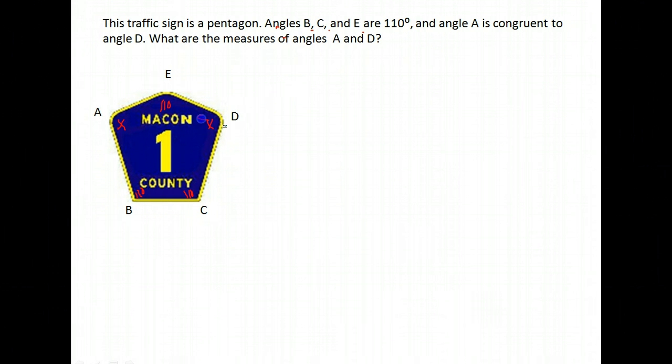Well, if this were a triangle, remember with triangles, we know the sum of the inside angles is 180. What is the sum of the inside angles for a pentagon, since this is a pentagon? If we know that, then we can say, well, we already have 110, 110, and 110. How much is left for those last two angles, which are the same size?